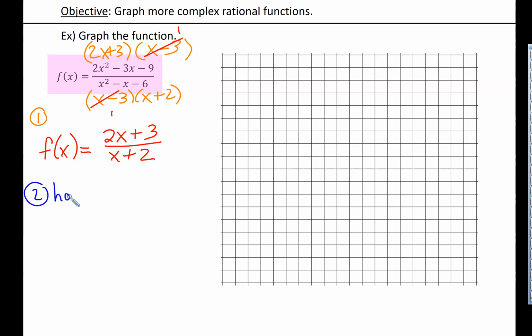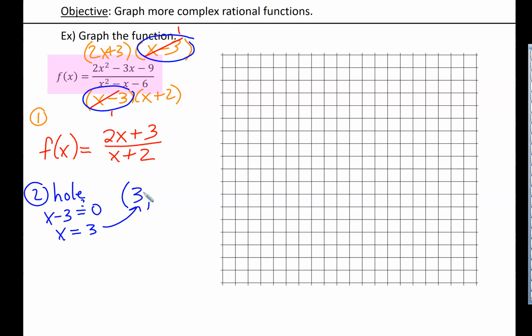When I go to figure out if there's a hole, there's one when and only when I had a factor reduce. And that factor that reduced out, that went away, that common factor, is going to allow us to get the x coordinate of our hole. So we want to know, where is x minus 3, that expression that was reduced, equal to 0? And it's equal to 0 at an x value of 3. Well, that 3, ladies and gentlemen, is the x coordinate of the hole.